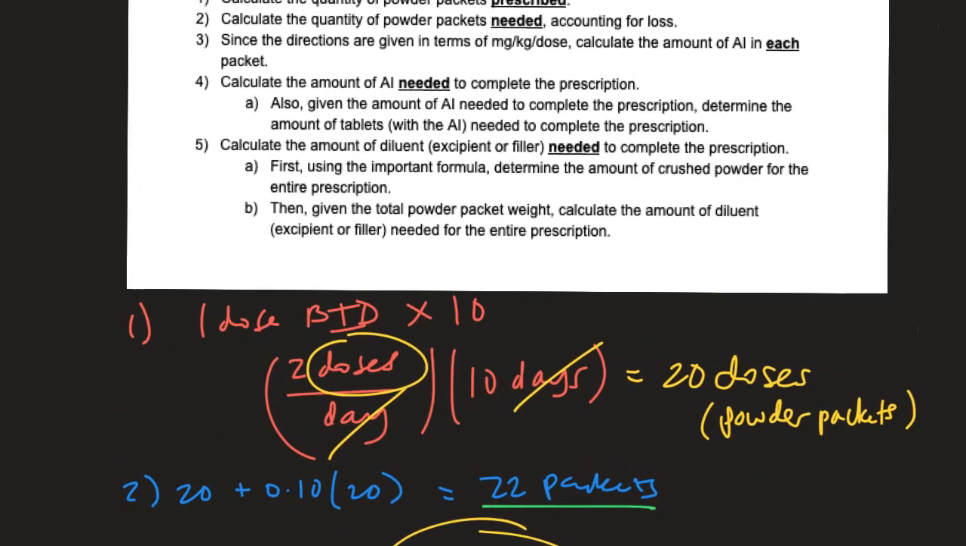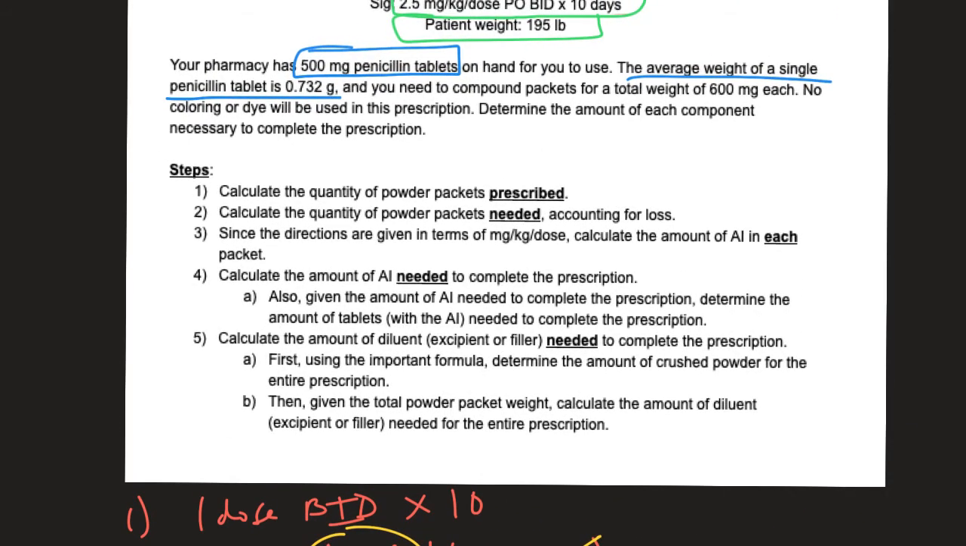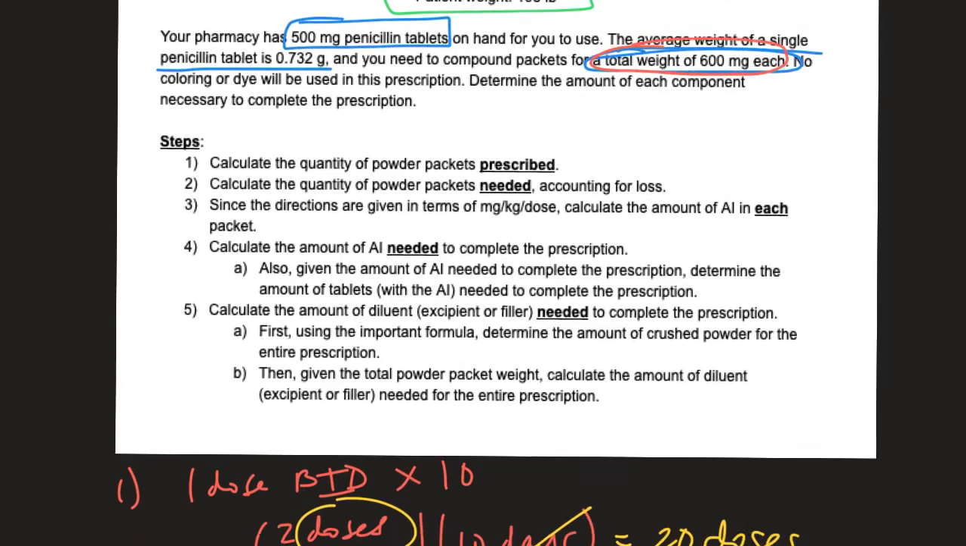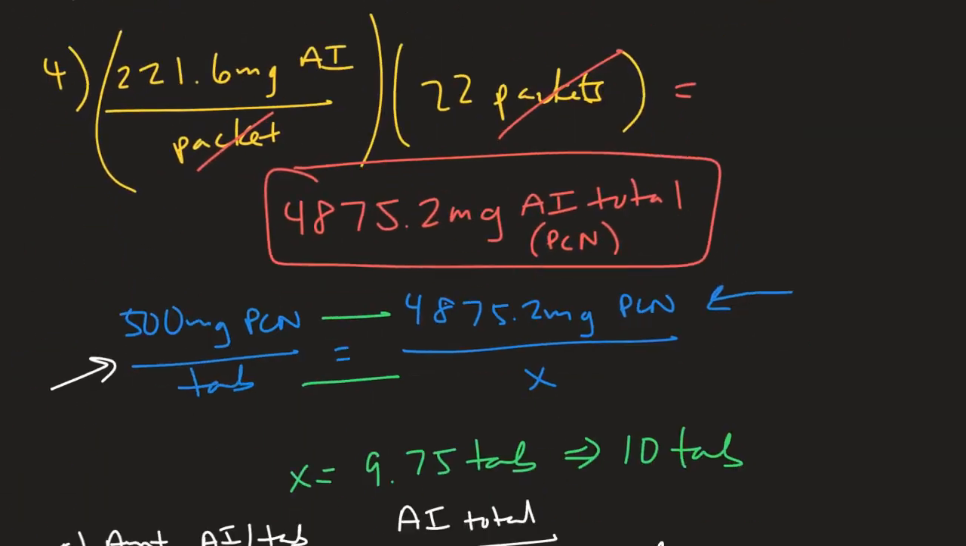So 5B. Given the total powder packet weight, calculate the amount of diluent needed to fill the entire prescription. So we know that the total weight of each powder packet is 600 milligrams. So each powder packet should weigh 600 milligrams. I'm going to write it on the side since I'm running out of room. So 600 milligrams per packet.